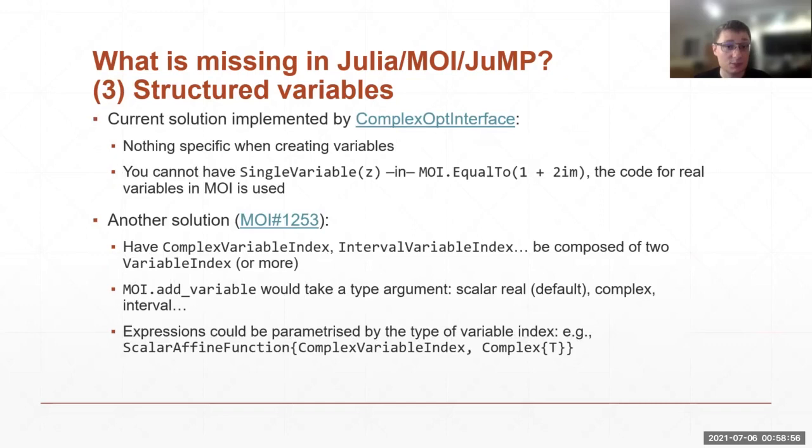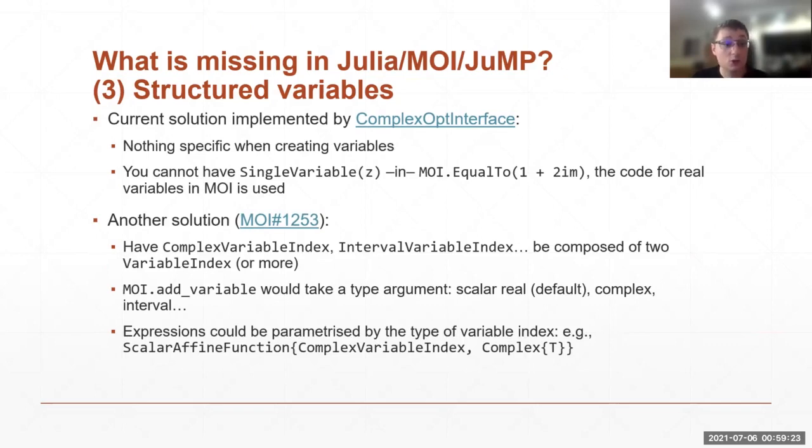So currently, the ComplexOpt interface implements a solution that is roughly to do nothing. You do nothing when you create variables, and you have to use them in a quite specific way to ensure that you retain this complex type of the variable. If you use a constraint such as a single variable in equal to, then you can lose this complex property.